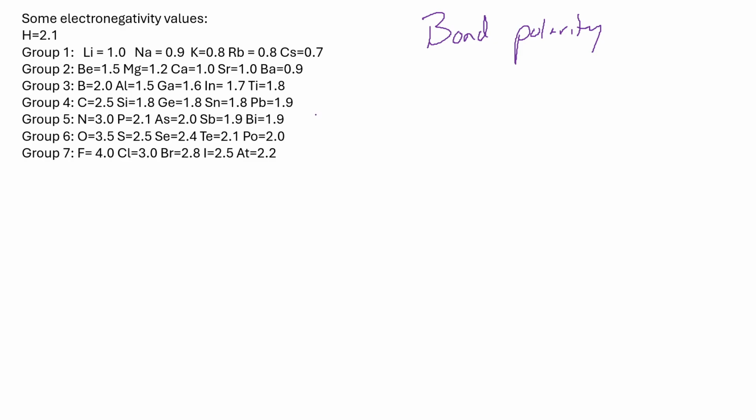Is it going to be an ionic bond? They're going to transfer electrons. Is it going to be a nonpolar bond where they will share electrons? Or is it going to be a polar bond where they're going to share electrons unequally? So how do we do this? We sometimes calculate what's referred to as delta EN, and that is the change in electronegativity.